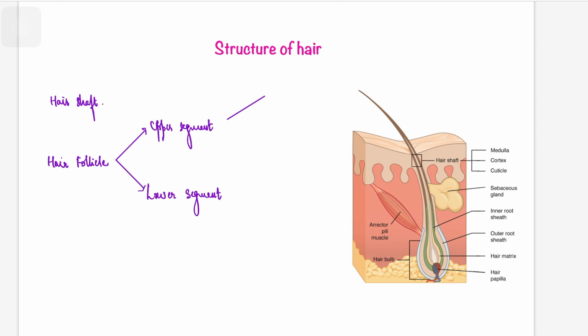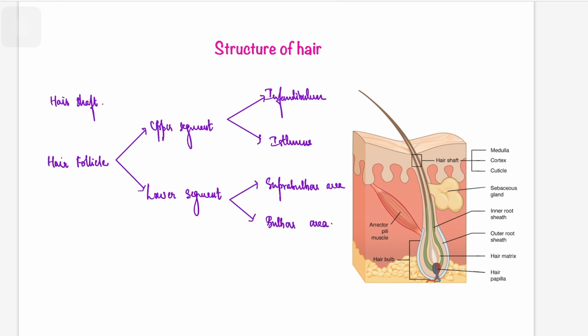This upper segment can be further divided into infundibulum and isthmus, and the lower segment can be further divided into suprabulbar area and the bulbar area. So they are divided into certain layers. But what is the line of demarcation between these segments?